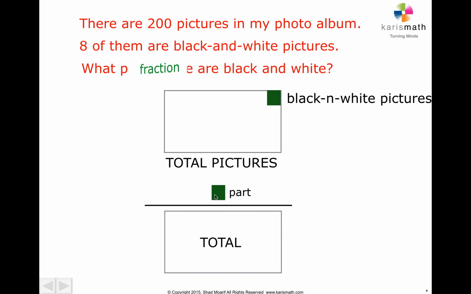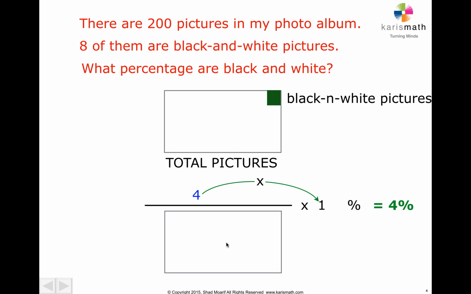So if you take 8 out of 200 as the fraction and change that to a percentage, then you'll get, well, the 2 zeros here disappear, and 8 divided by 2, which is 4, and the answer is 4%. There you go. Very simple. Nothing complicated there at all.